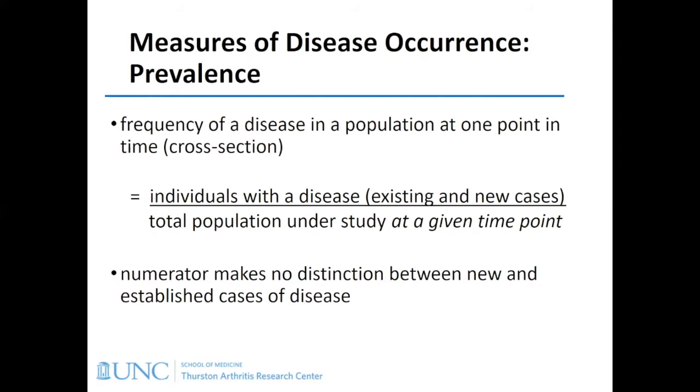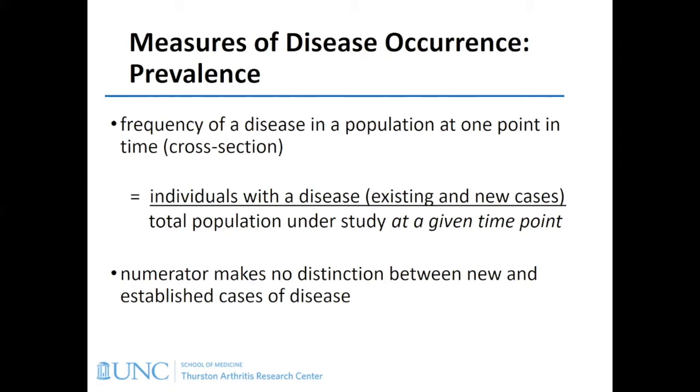Okay, sorry. So for measuring disease occurrence, there are a few different ways that we can do it. We can look at prevalence. So this is looking at the frequency of disease at just one time point. So this would be the cross-sectional analysis.